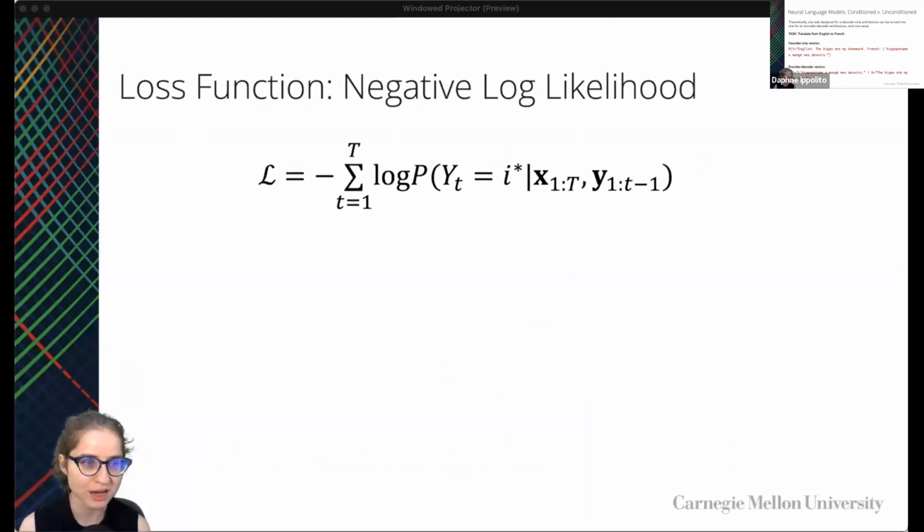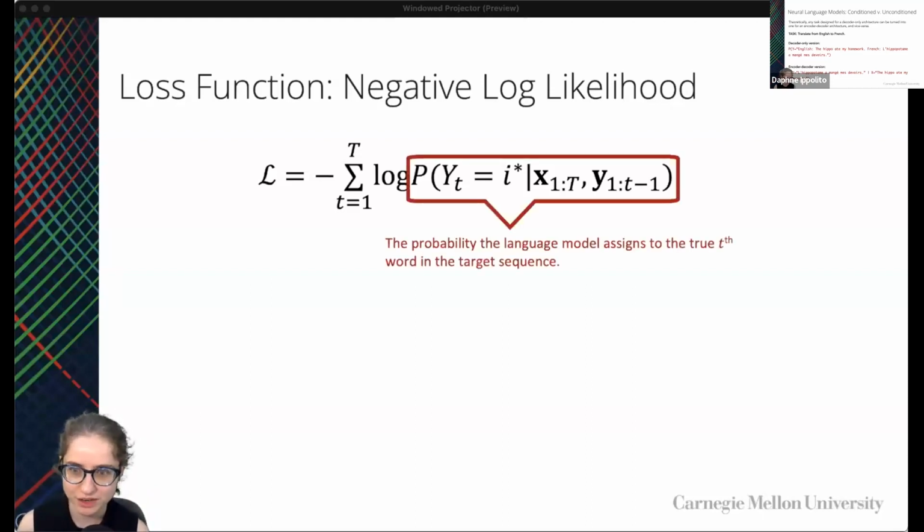So right now I'm showing the loss function that we use to train language models. You'll often hear this referred to as negative log likelihood. The negative comes from the fact that there's a negative sign, the log comes from the fact that there is a log, and likelihood is just the probability of the next word in the sequence given the previous words. And you do this at every position in the sequence, so that's why you have this summation from t equals 1 to the length of the sequence.